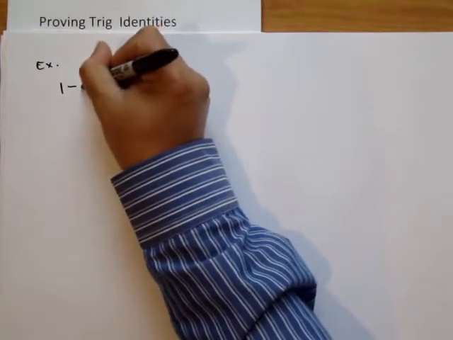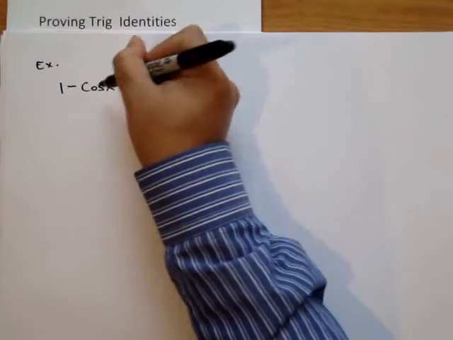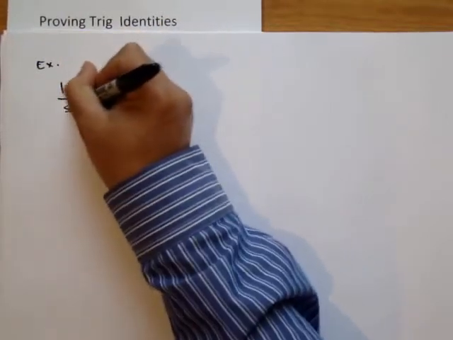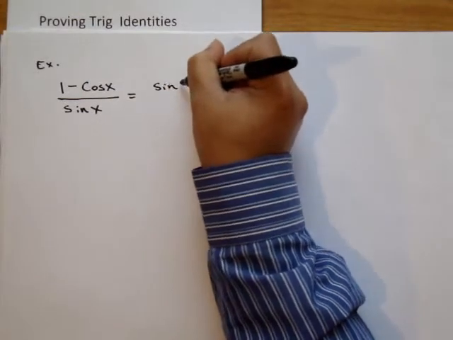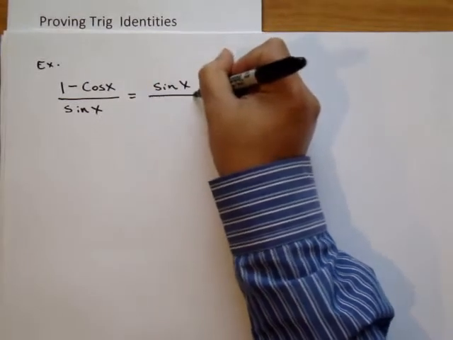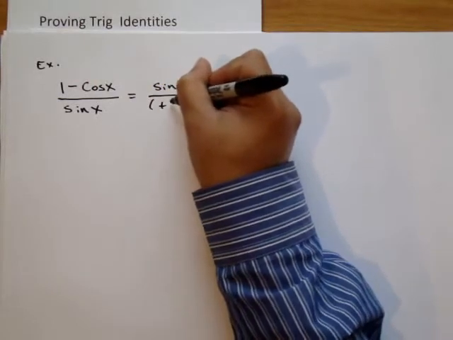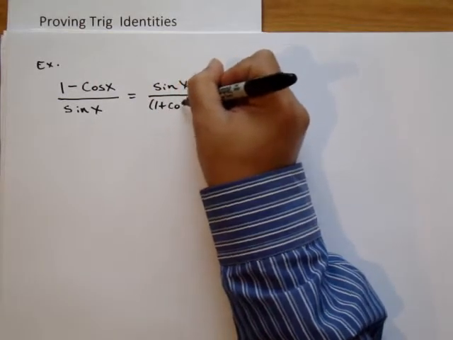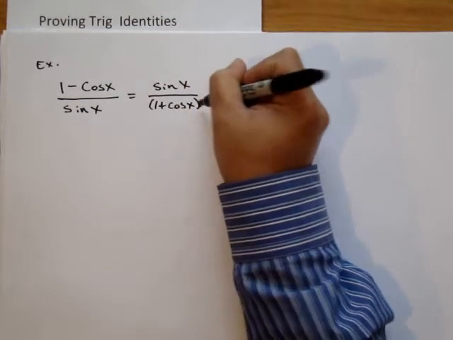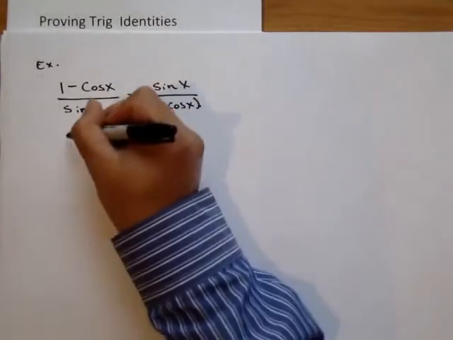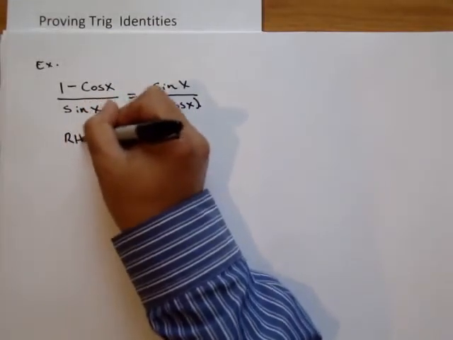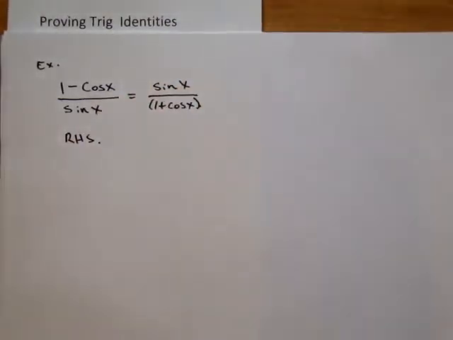Next example: 1 minus cos x over sin x equals sin x over 1 plus cos x. So first of all, let's choose a side which looks a little bit more complicated. We're going to choose the right hand side, and we're going to simplify that.